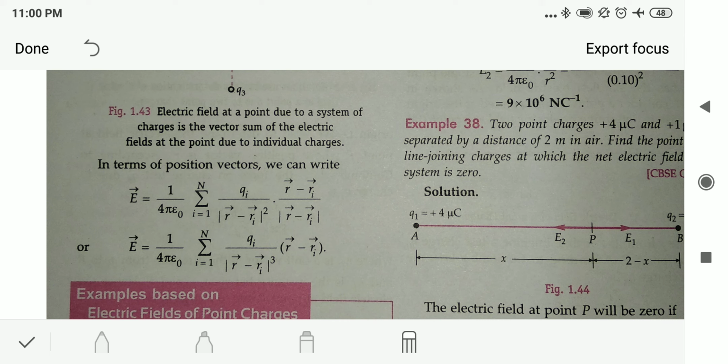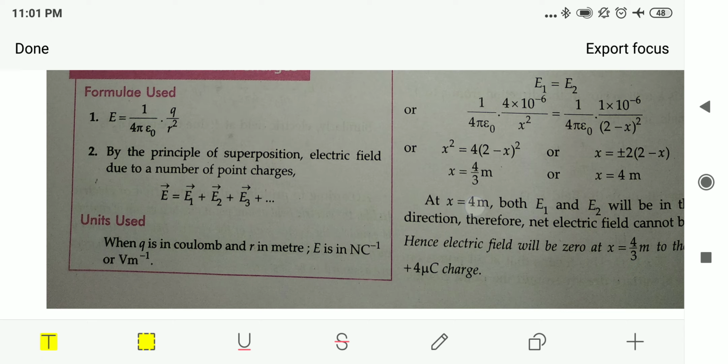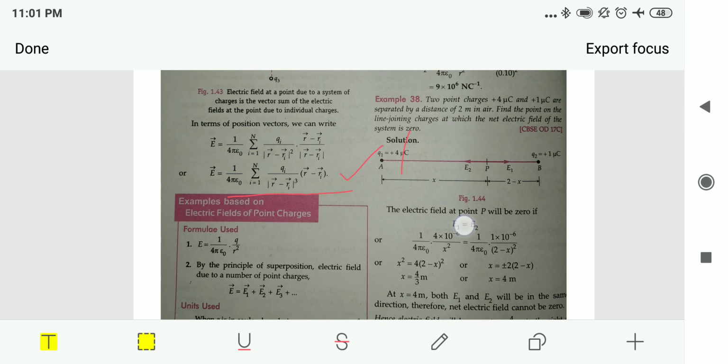The final result will be 1 upon 4 pi epsilon naught, summation i equal to 1 to n, qi upon the magnitude of R minus Ri whole cube. This will become whole cube because this power 2 is there and here we are having power 1. So base same, powers add, and this is the final result. Here are a few examples also, so you can try these examples.